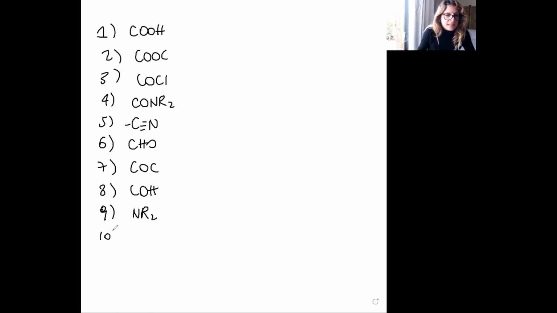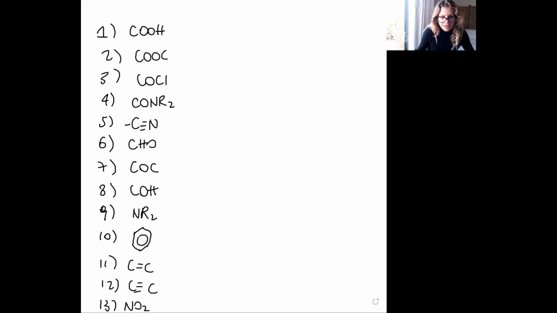Then at number 10, we would have the benzenes. We have all of these arenes, the cyclic ones. And then we have the alkenes. Then we have the alkynes. And the last one that we see here is the nitro group, which we just see with benzene.